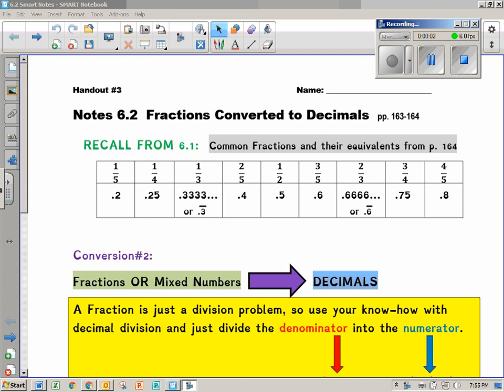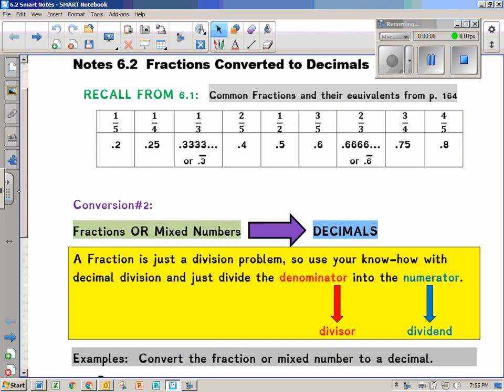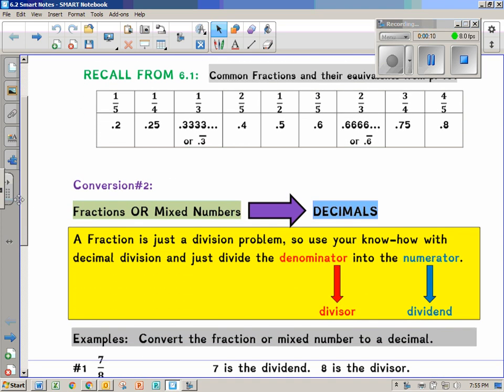Well, we're still converting, but this time we're actually taking fractions and converting them into decimals, which will involve some of the skills that you've recently learned in your decimal unit. So I've just reiterated some of the common fractions and their decimal equivalents that you should be working on memorizing. And there's actually another handout that you picked up in between this one, handout number 2, which is common conversions.